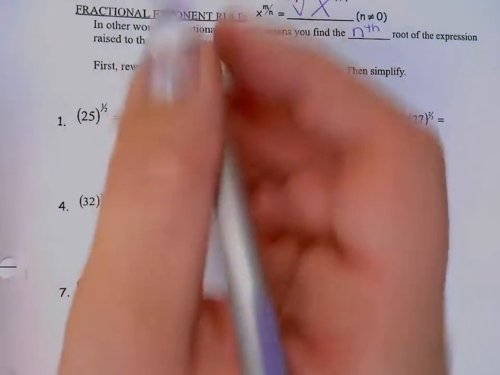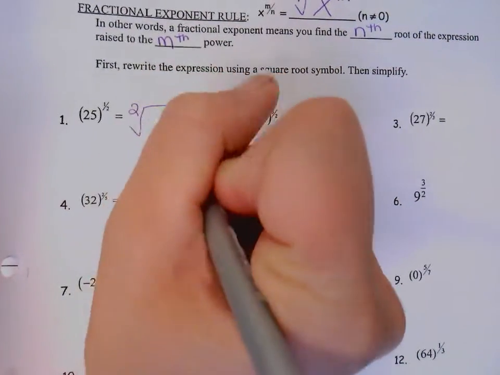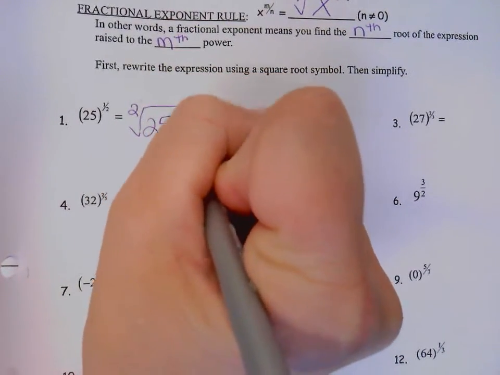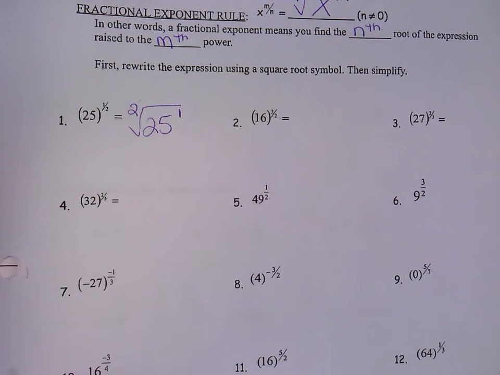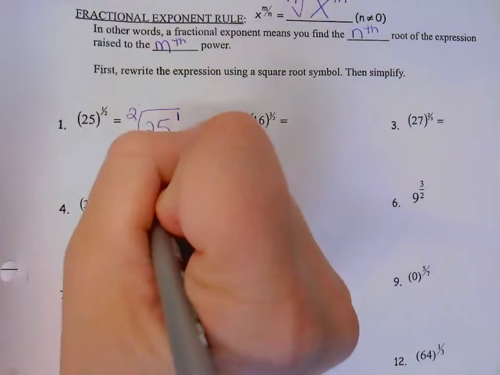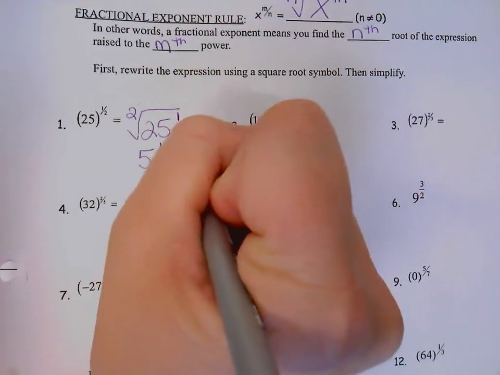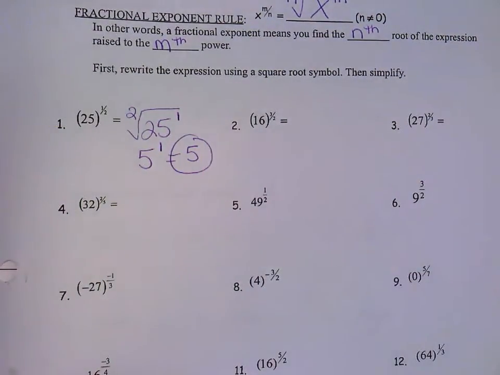So this is going to be the square root of 25 to the first power. And the square root of 25 is 5, and 5 to the first power is just 5. So I always do the radical first, and then I'll multiply it or whatever. All right, so the next one.